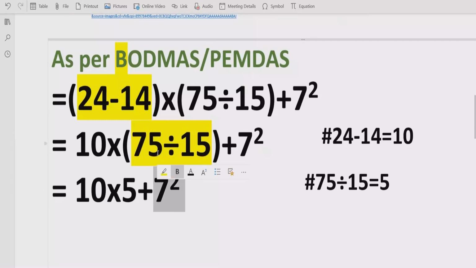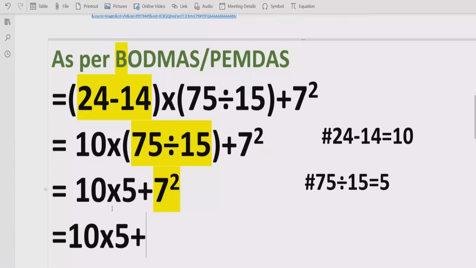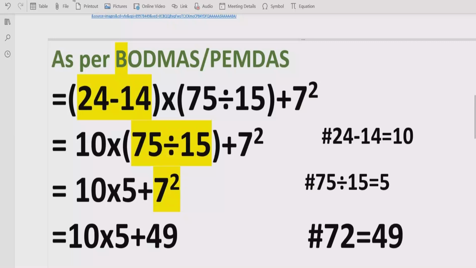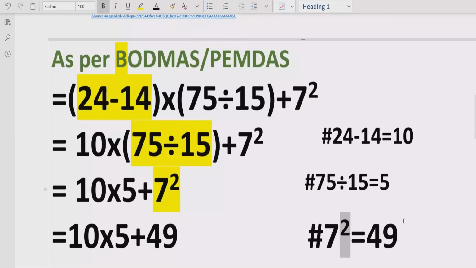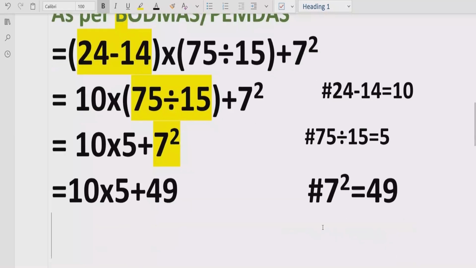Now we have the exponent part in our expression, so we will solve this one. 10 multiplied by 5 we will write as it is, and plus 7 raised to power 2 means 7 multiplied by 7, which is equal to 49. So we will write here 49. So 7 raised to power 2 equals 49. Now we have solved the power as well.